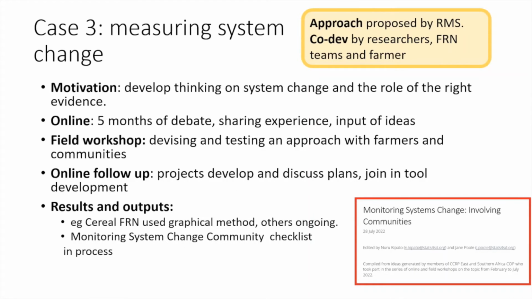The third example is the most recent, and also involved a field workshop in which researchers and others in the COP worked with farmers to develop and test an approach to monitoring systems change. Again, we did a lot of groundwork in online sessions over 5 months before heading to a field workshop, this time hosted by the Drylands project team in Kenya. Already, we have seen Serial's FRN team put it to great use by creating a graphical version of what we developed. RMS has produced a guide to the process, writing up all the insights and conclusions from the blended online and field sessions.